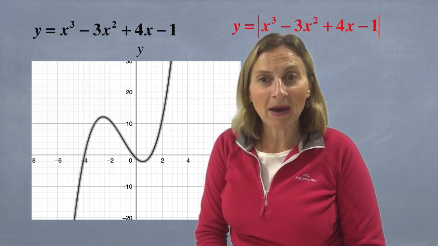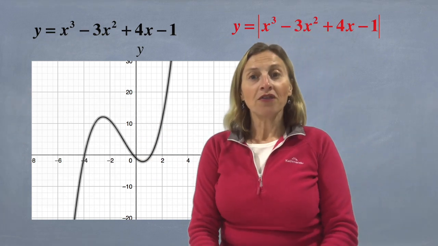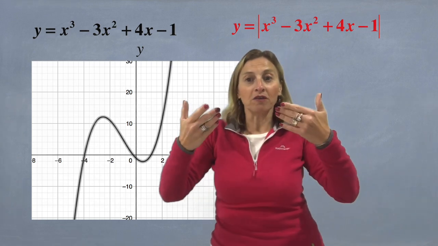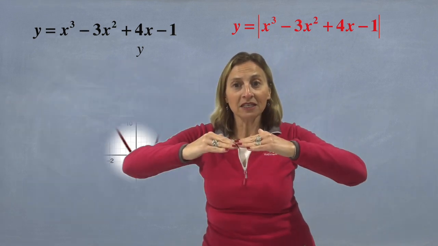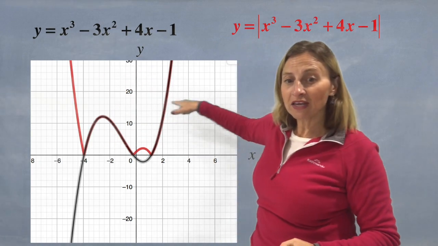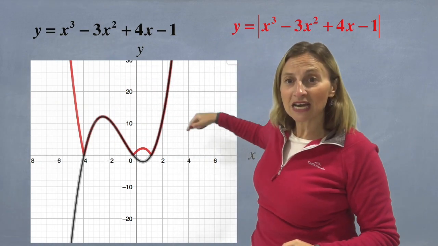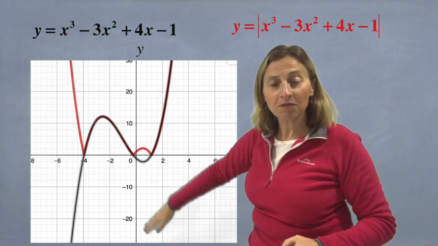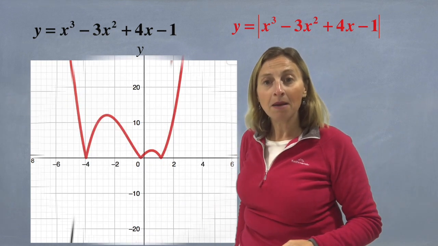And what do we know about an absolute value? We know that an absolute value makes everything positive. So whatever's below the x-axis is going to bounce up. So we're left with a graph that looks like this. The positive bits stay the same and the negative bits, the bits below the x-axis, bounce up.